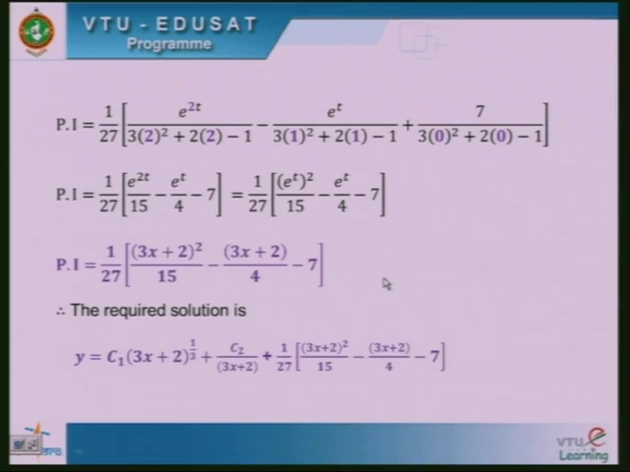So when you replace D by the respective values, you will get PI as 1 by 27 (e to the power of 2t by 15 minus e to the power of t by 4 minus 7). And when you convert t in terms of x, you get the PI in the form given. So PI is 1 by 27 ((3x plus 2) whole square by 15 minus (3x plus 2) by 4 minus 7). So the required solution is y equals CF plus PI.